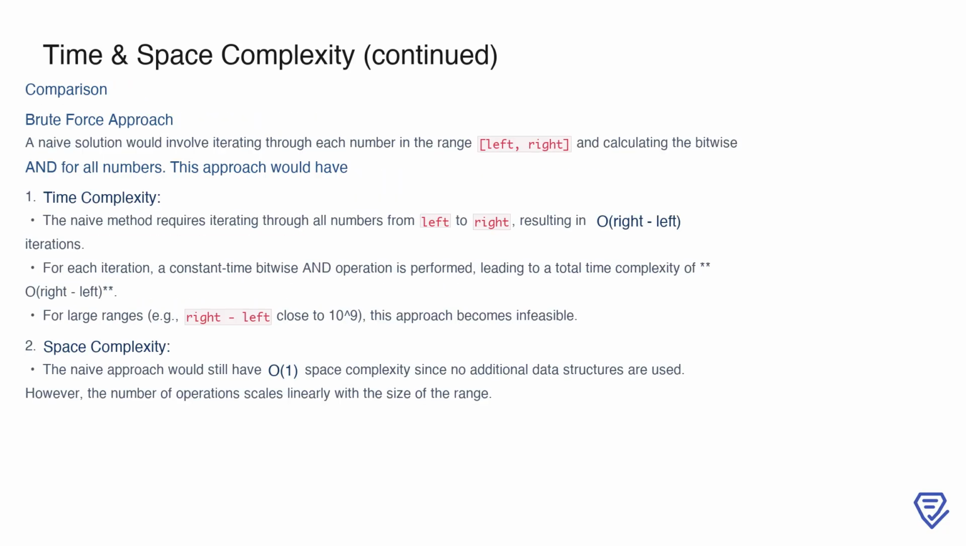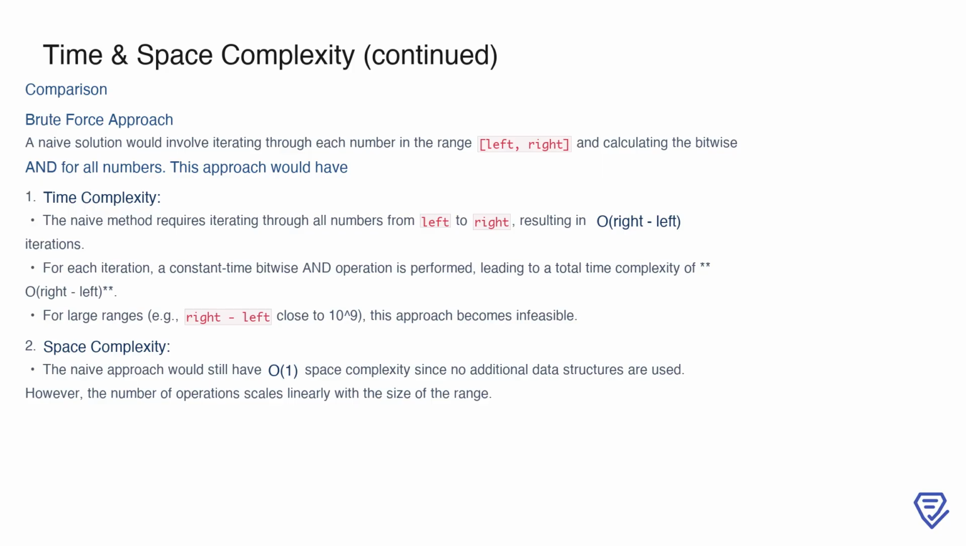In comparison, let's consider the brute force approach to solving this problem. The naive method involves iterating through every number in the range [left, right] and performing a bitwise AND operation for each. The time complexity of this approach is O(right - left), because it requires one iteration for every number in the range. For each iteration, a constant time bitwise operation is performed.